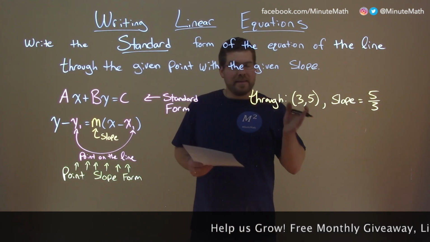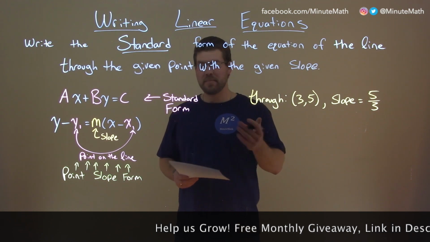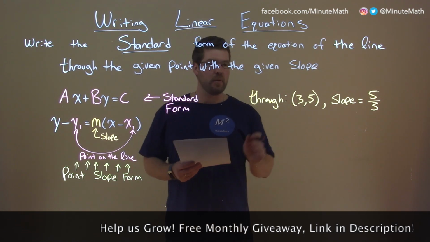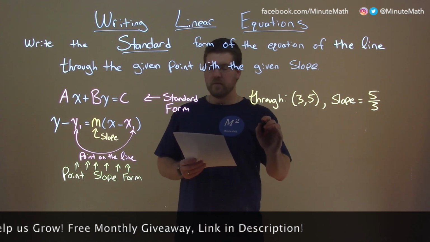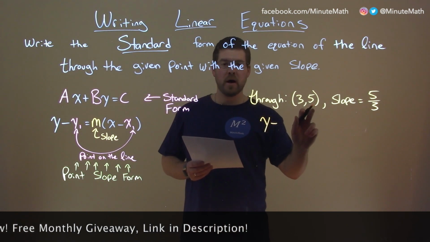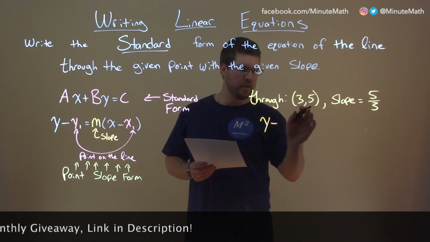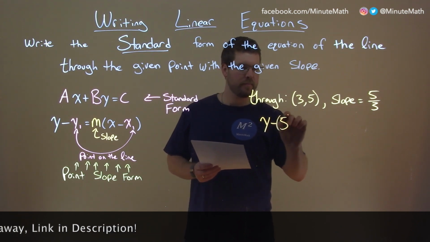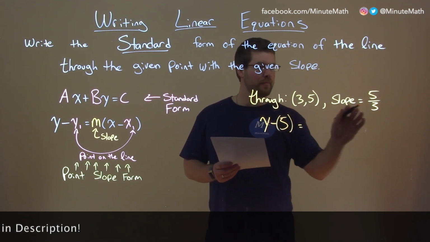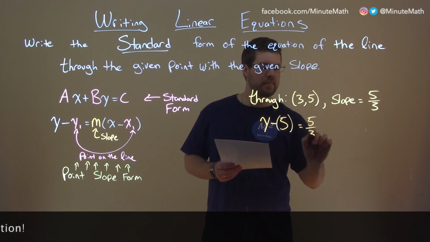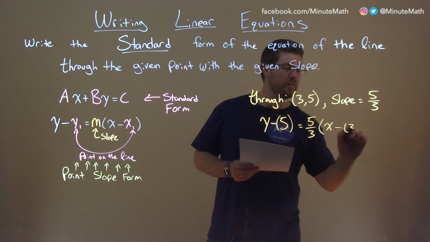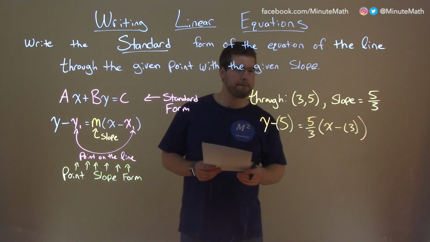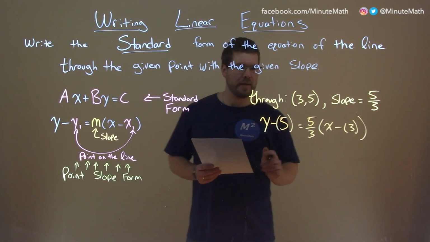When we want to write this in standard form, first step, point slope form. So let's write this in point slope form and let's adapt it. We have y minus our y1, which is 5 that we're given, equals our slope, 5/3, which is the m value, times x minus x1, which is 3. Now let's simplify this where we can.